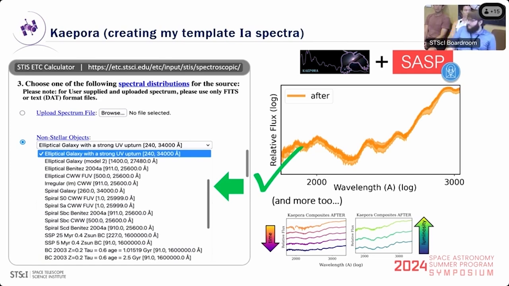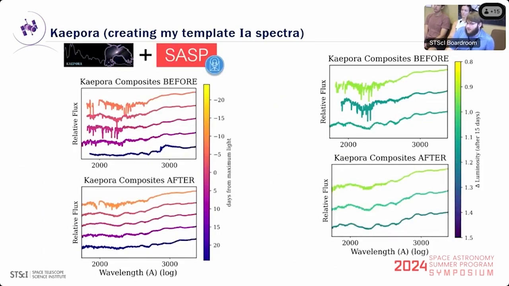Is there another question? We have time for one more. In Kapora's smoothing process, cleaning up data and stuff like that, is that just a standard binning process, or can you speak to that?